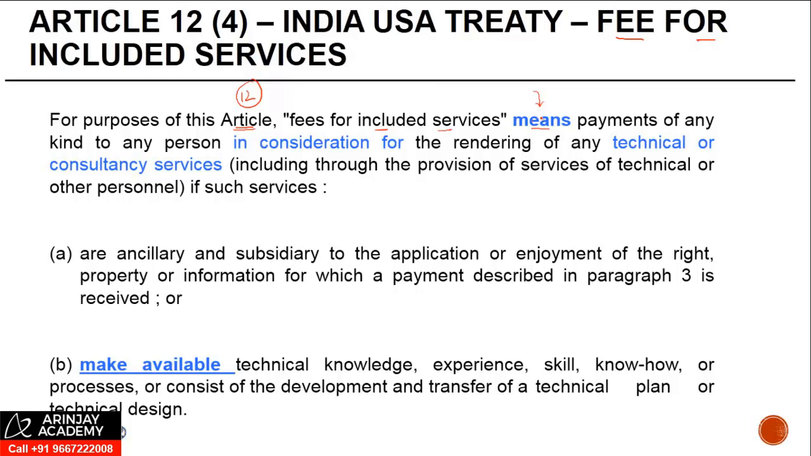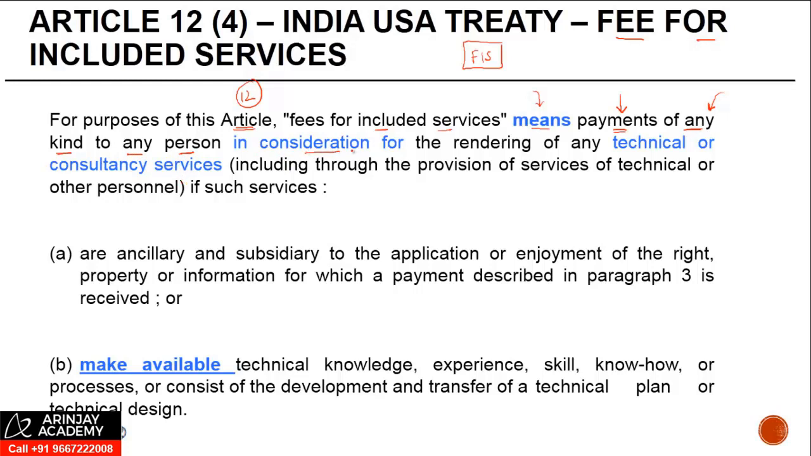If something is not covered as an FIS, fee for included services, for the purpose of this article, then that will not amount to FIS, and therefore it will not be taxable if it is outside the coverage of FIS, because of the fact that the conditions of this article are not completed. Payments, again, there has to be a payment of any kind. Any kind means something which is covered within the scope of this article to any person. The nature or the constituency of the applicant is not relevant.